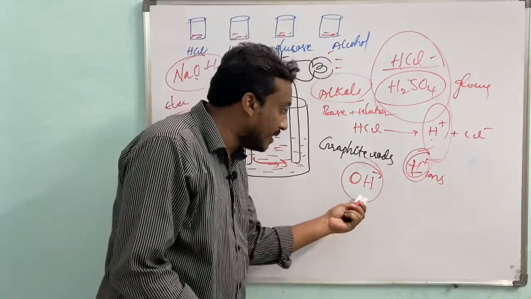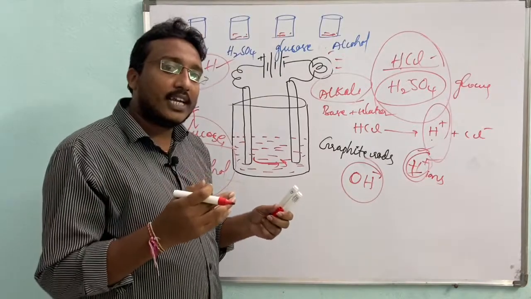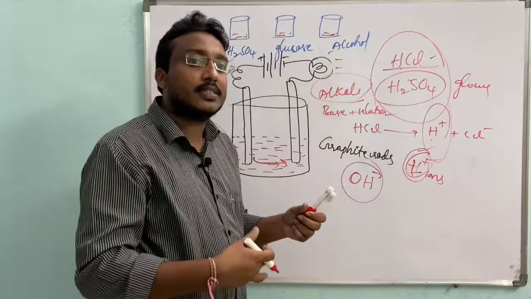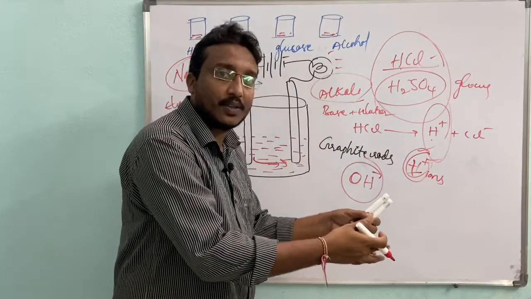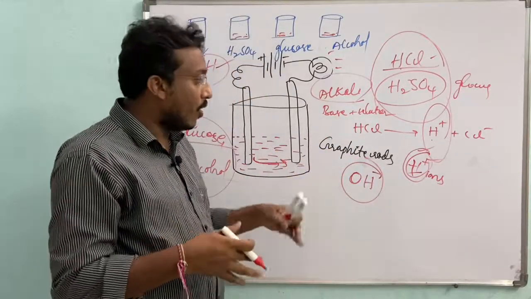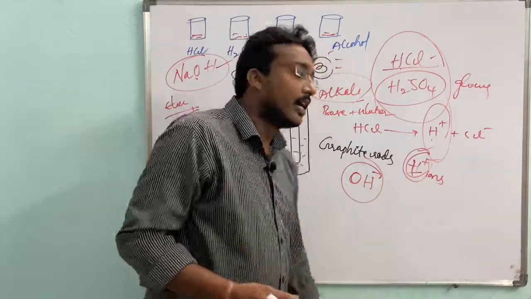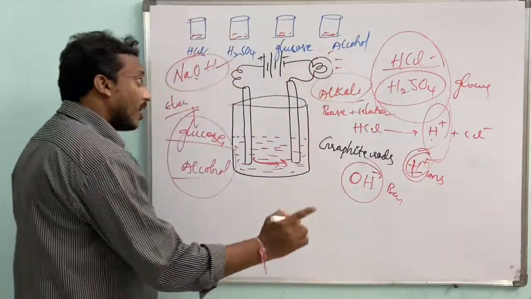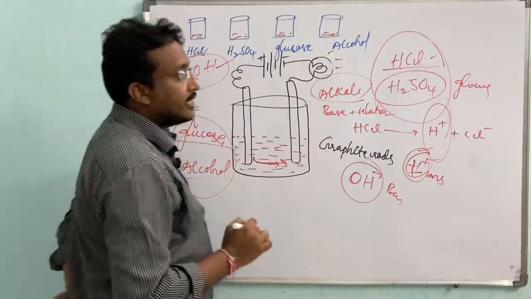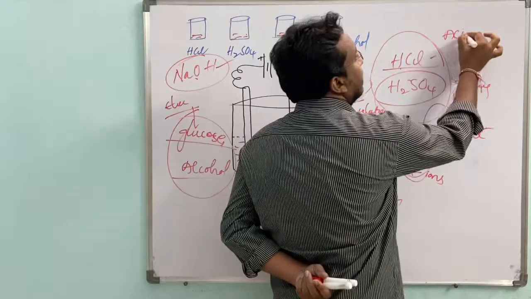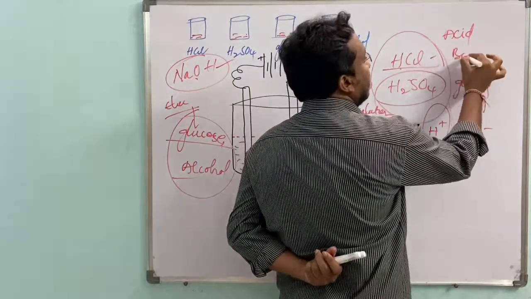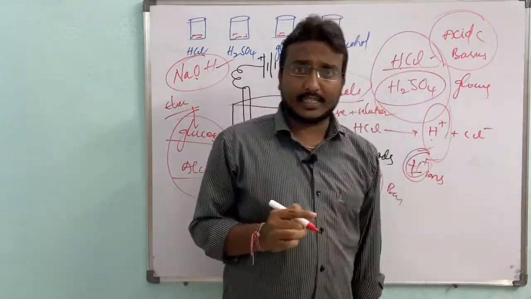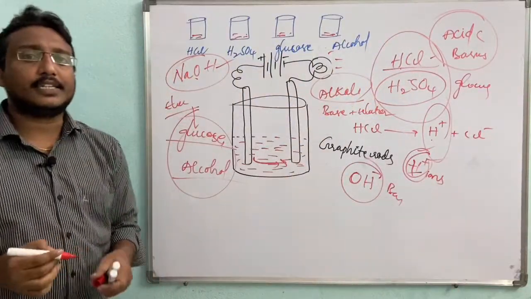What are bases? The substances which release OH ions, or otherwise which are acceptors of H plus ions. Those which accept H plus ions or release OH minus ions are called bases. From this we came to know that acids and bases both are good conductors of electricity.